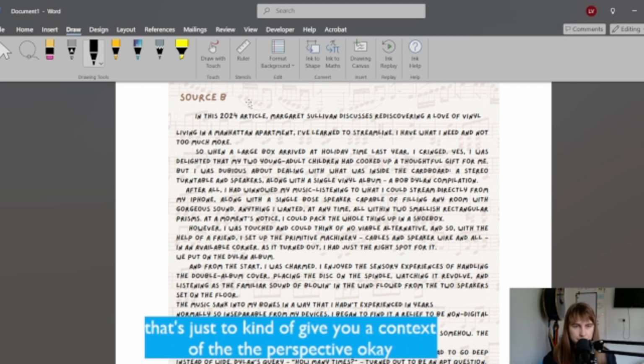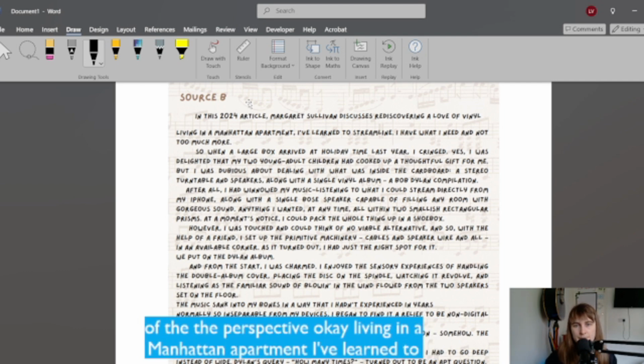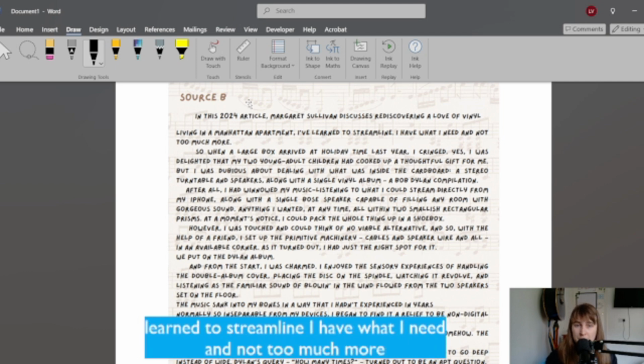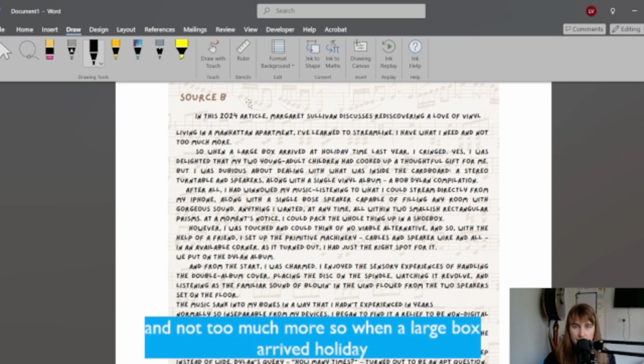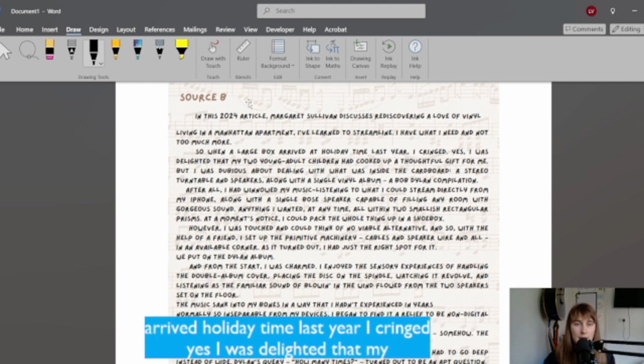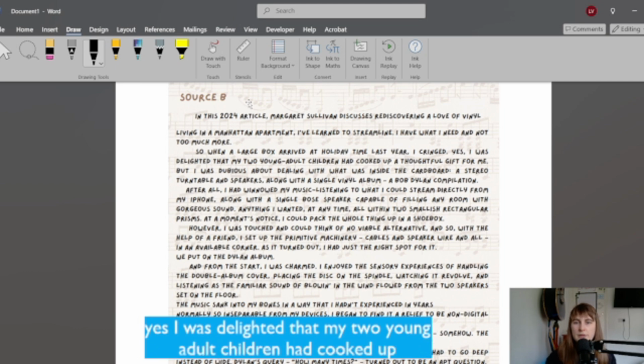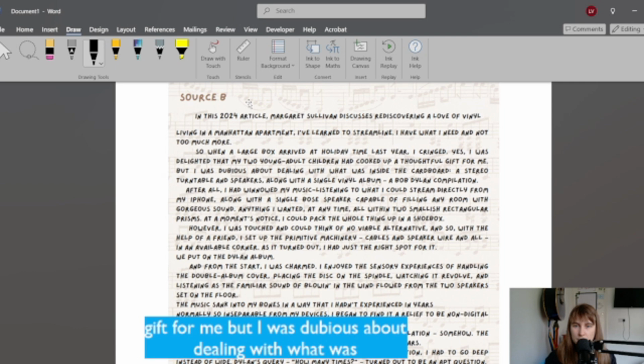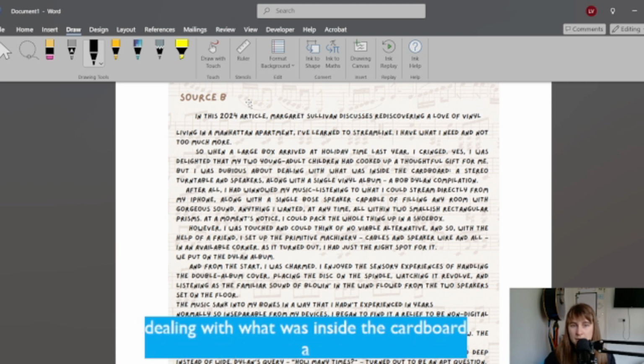Okay. Living in a Manhattan apartment, I've learned to streamline. I have what I need and not too much more. So when a large box arrived at holiday time last year, I cringed. Yes, I was delighted that my two young adult children had cooked up a thoughtful gift for me, but I was dubious about dealing with what was inside the cardboard. A stereo turntable and speakers, along with a single vinyl album, a Bob Dylan compilation.